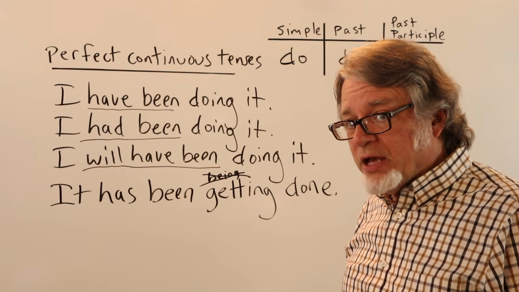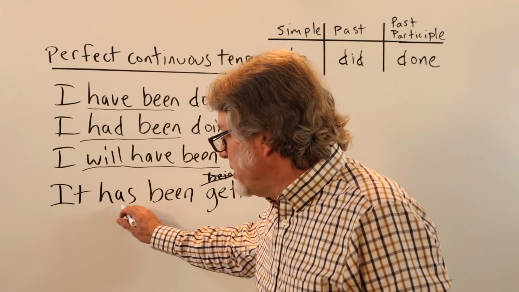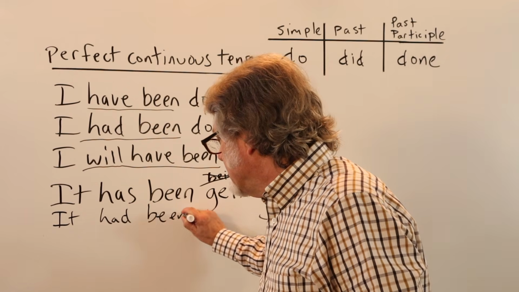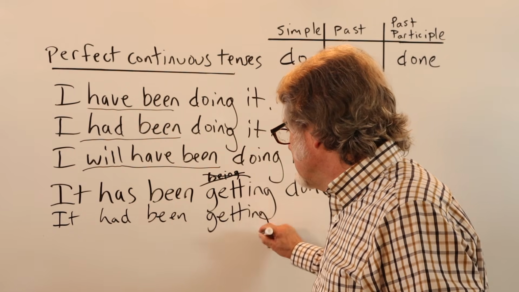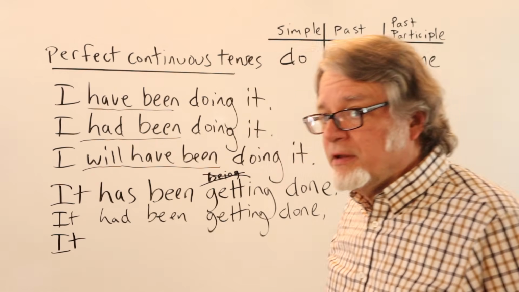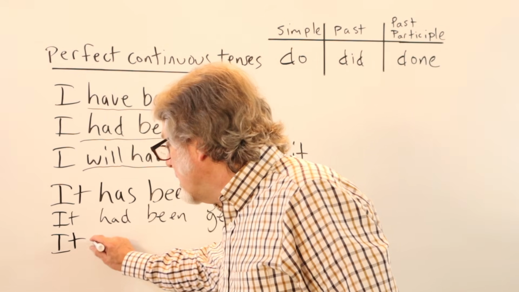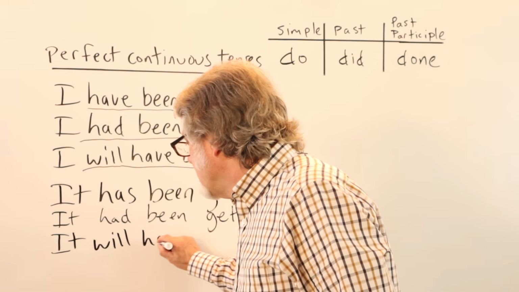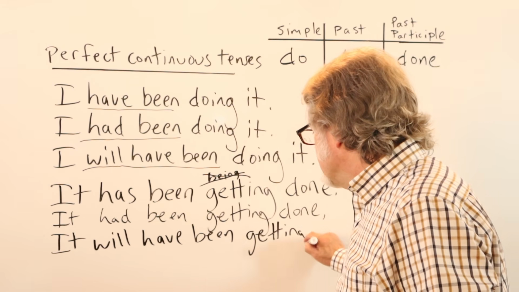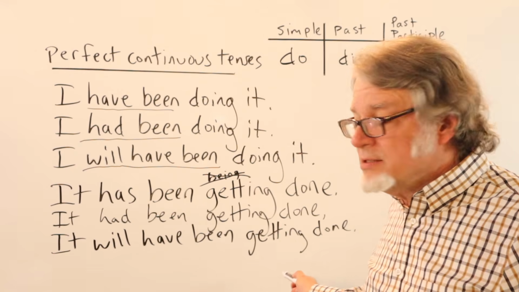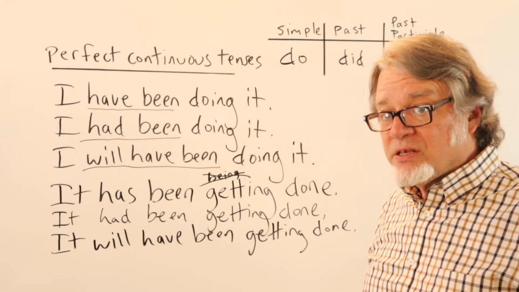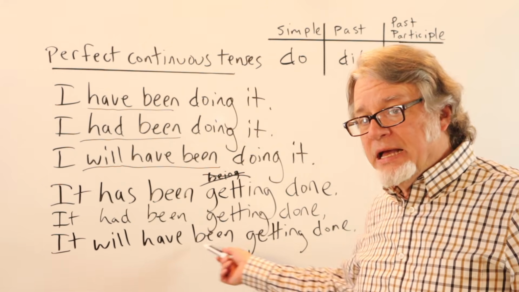And for the past perfect continuous tense, just change has to had. It had been getting done. So sounds okay, not great, but you can do it. And then for the future perfect continuous tense, it will have been getting done. It doesn't sound great, but this is a way of making the future perfect continuous in the passive voice, although I would not recommend this.